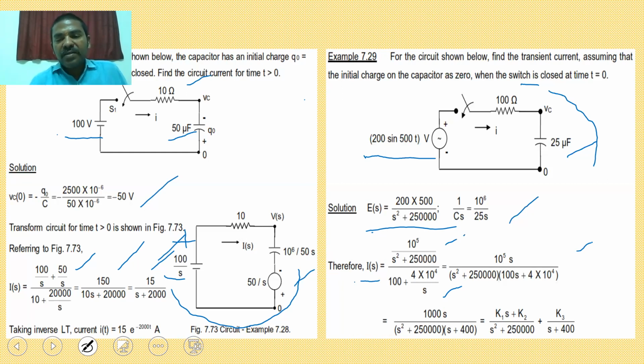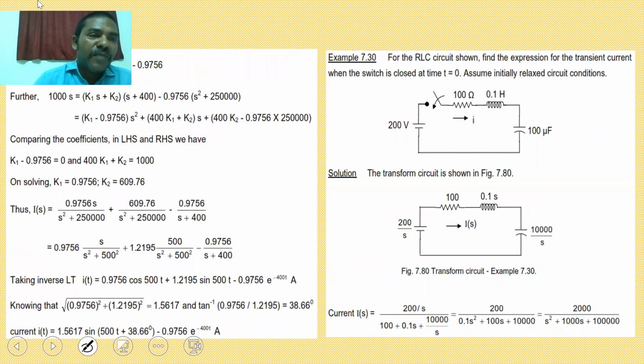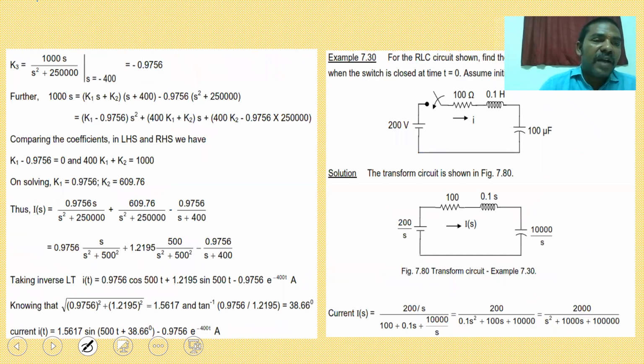So here the S square term is there. So there are partial fractions K1 S plus K2 divided by S square plus omega square, plus K3 divided by S plus 400. Then go for the partial fractions for finding the residues. So K3 value is I of s into s plus 400 such that s is equal to minus 400.